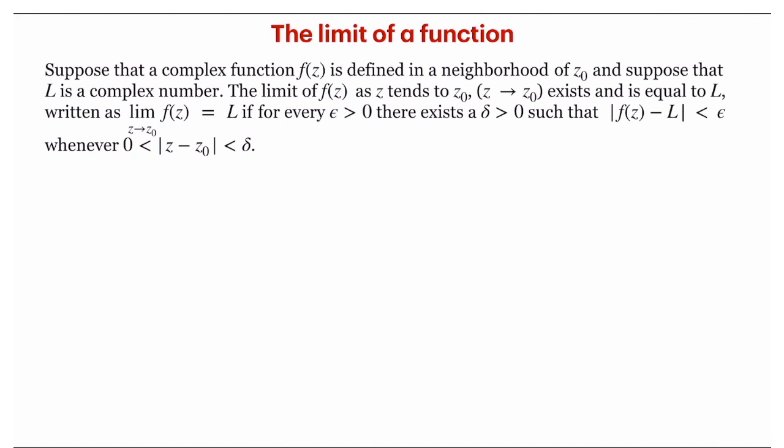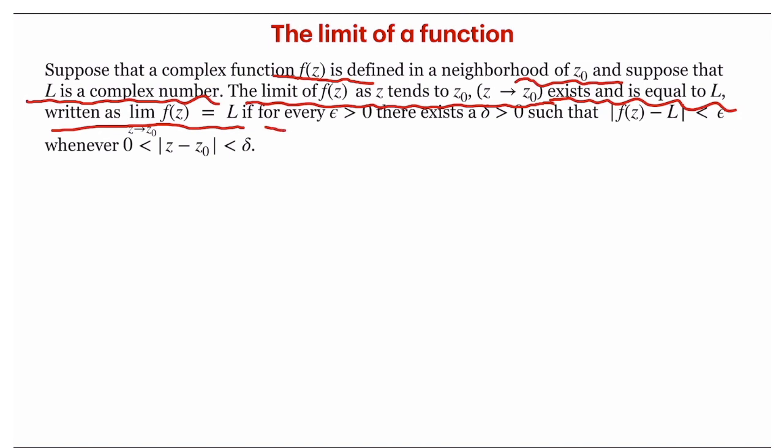Let's start with the definition of limits for a function of a complex variable. It is a somewhat involved definition with various terms, but we will try to visualize them. Suppose f of z is a complex valued function in the neighborhood of point z0. Suppose that L is another complex number. The limit of f of z as z tends to z0 exists and is equal to L, and is written as limit of f of z as z goes to z0 is equal to L.